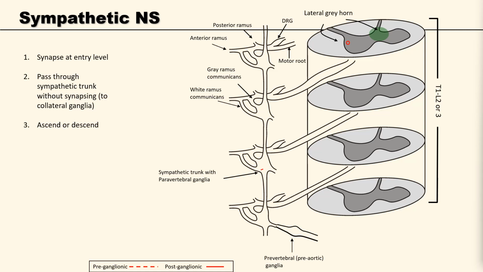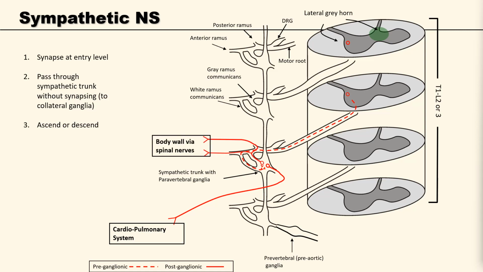Option 1. Preganglionic fibres from the sympathetic nervous system travel from the lateral grey horn and through the ventral root of the spinal segment, where they synapse in the ganglion. Once they do this, the postganglionic fibre exits the sympathetic chain at the same level and travels towards the effector organ. In this case, the cardiopulmonary system. They can also synapse and travel to the body wall via the spinal nerves for innervating the skin for sweating.